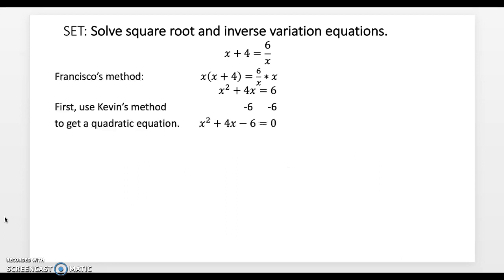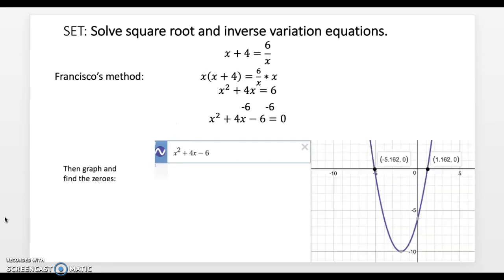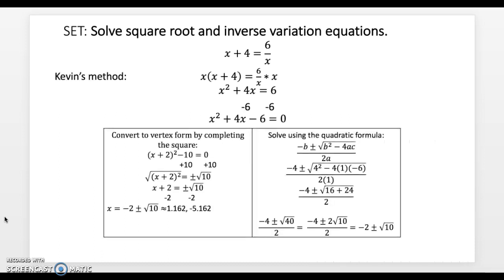Or we can look at Francisco's method, which is where we use Kevin's method all the way to get the quadratic equation equal to 0, and then type it into our graphing calculator and solve for the zeros. Kevin's method is the only way to get the most precise answer of -2 plus or minus the square root of 10, but the other two methods find us an estimated answer.